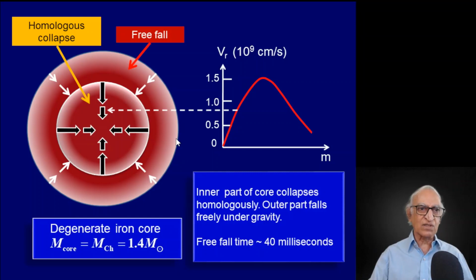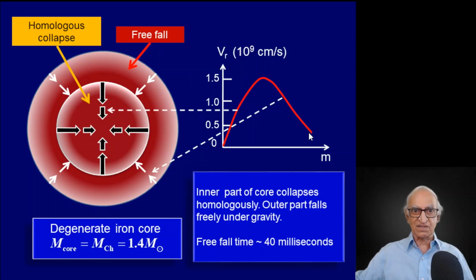And the outer regions of the core are collapsing freely, and that means that the radial velocity decreases as you go to larger and larger radii. So that's the signature of free fall. It comes from Newton's laws. So let's repeat this once more.